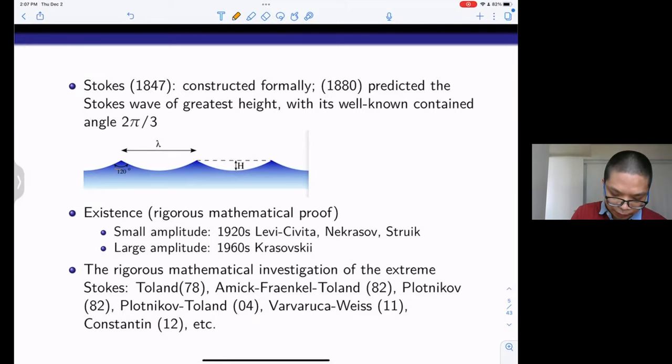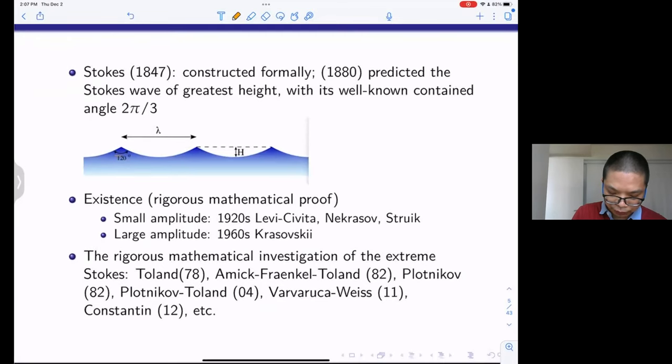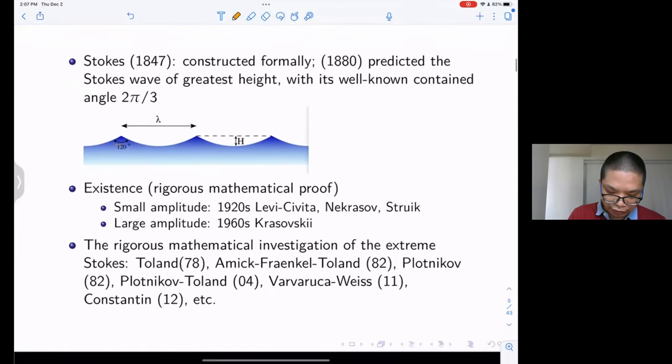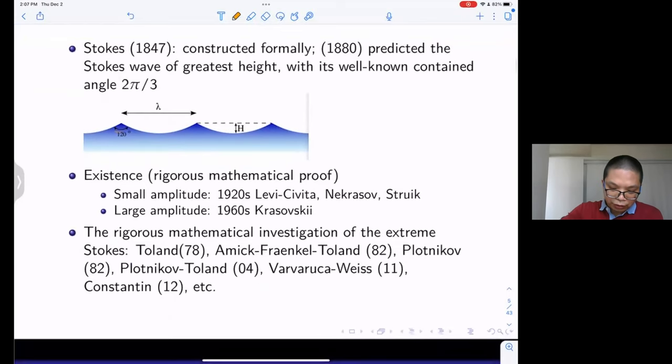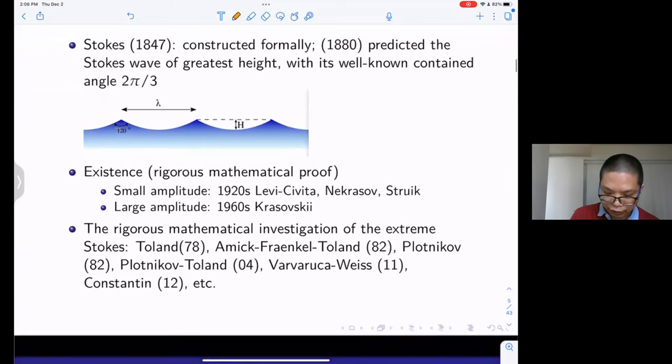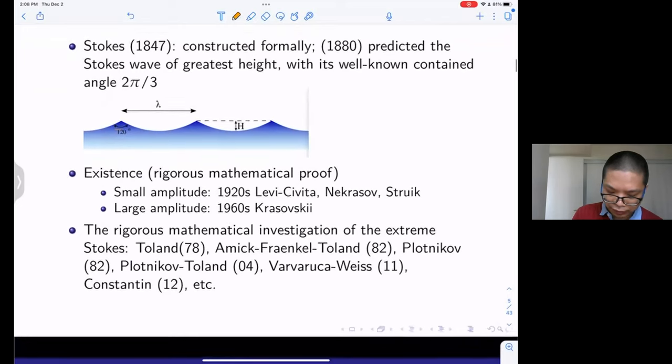Rigorously, by a mathematical method, the existence of Stokes waves was proved by Levi-Civita, Nekrasov, and other people. For large amplitude, it was proved by Krasovskii and others. There is also some rigorous mathematical analysis for the extreme Stokes wave, for example, by Toland and his group. Also, I think Constantin worked on this with some vorticity. I forgot the details. Sorry about this.